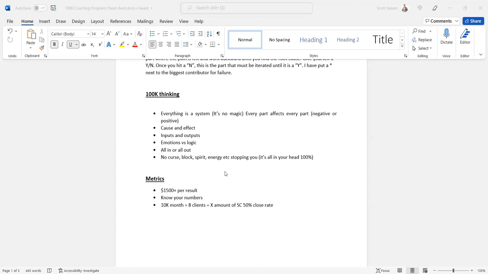But again, I could make the conclusion that the reason I'm not losing weight is because of some negative entity that was passed down from generations, from my mother to my father and to me. And that's the reason why I don't lose weight. Don't make those conclusions. Okay. So everything is a system. It's not magic. Every part affects every part, negative or positive. And that's the beautiful thing about systems.